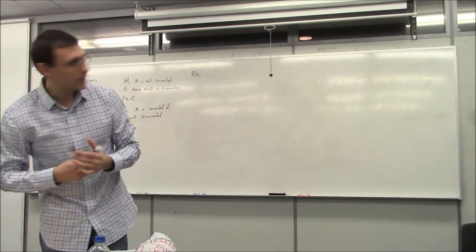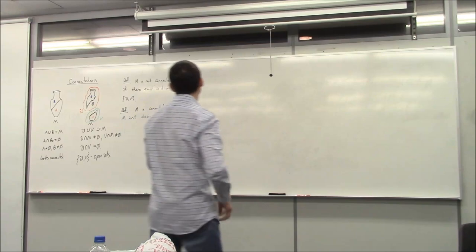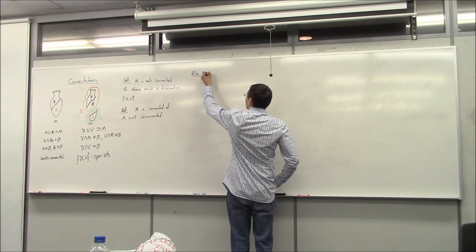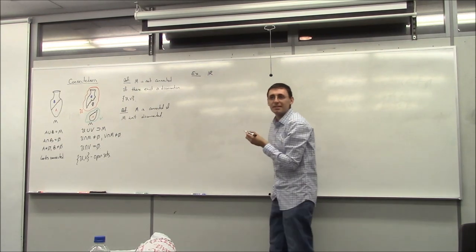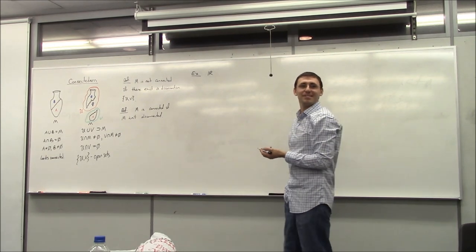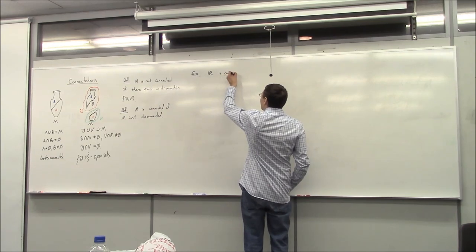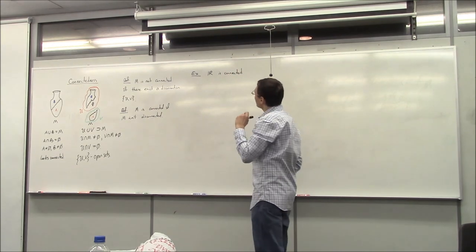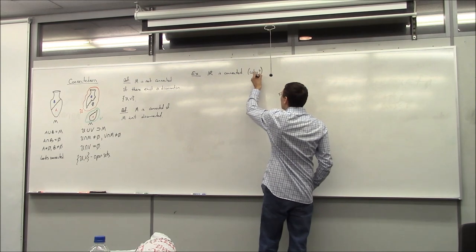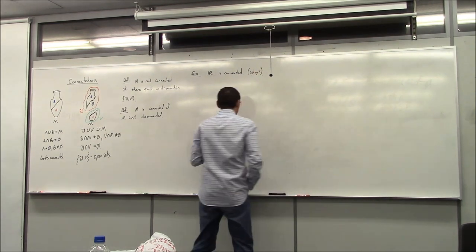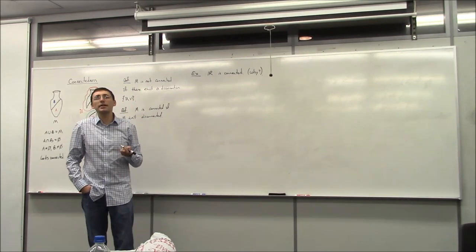All right, so another example. How about, let's look at R. Is R connected? What do you think? Yes? No? Yes. R is connected. Now why? Why is it connected? We saw that the closed interval is connected. What would still be true with R?